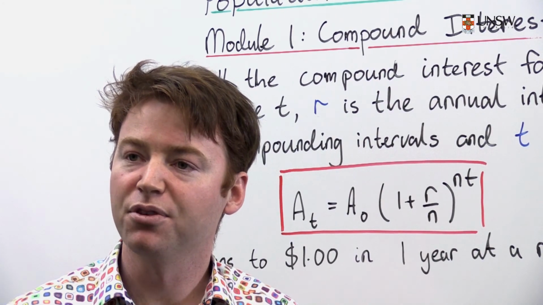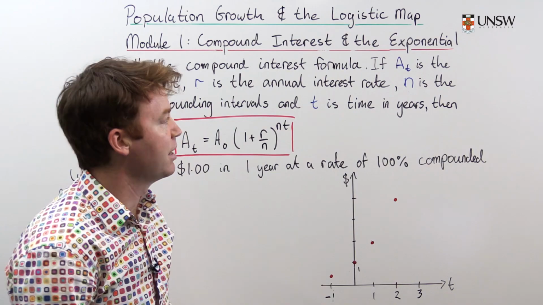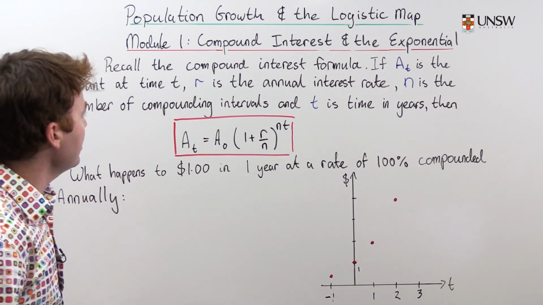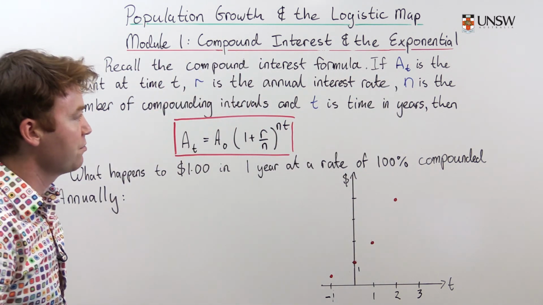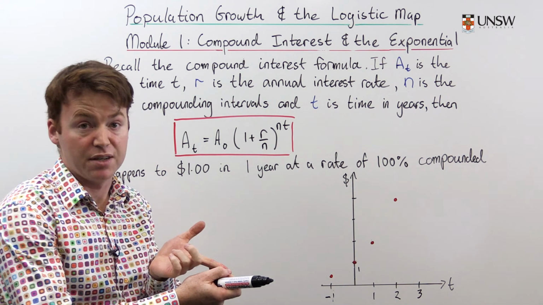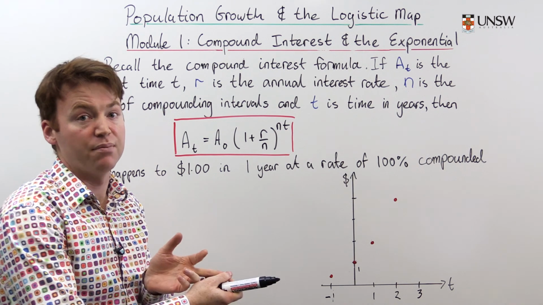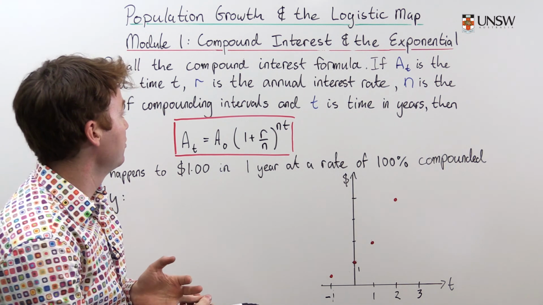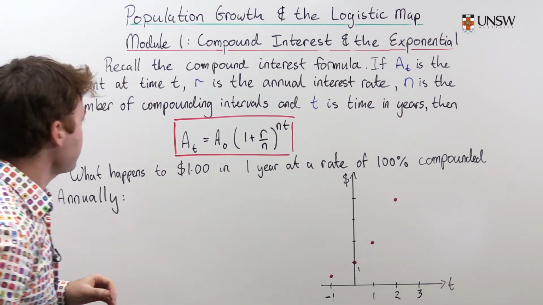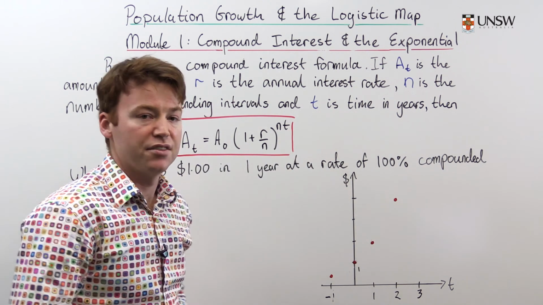Let us recall the formula for compound interest. The amount at time t, denoted A_t. R is the annual interest rate. N is the number of compounding intervals, for example, annual compound intervals, or monthly, which is what your banks do, or daily, which is what happens if you have credit card debt. And t is the time in years.